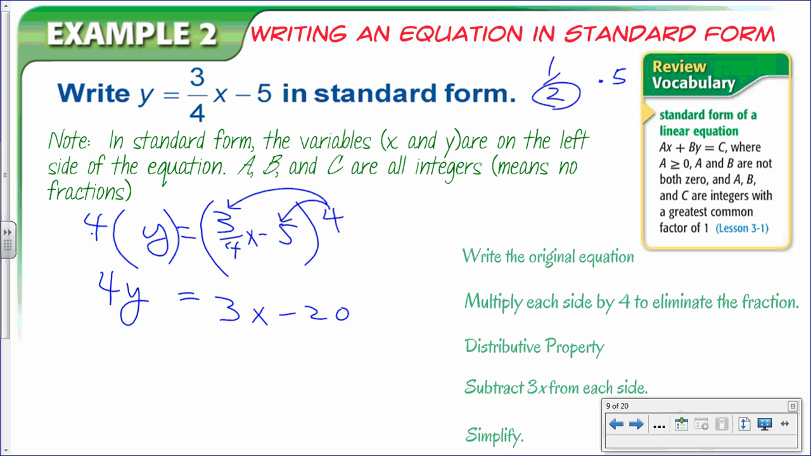Now am I done? What's next? I gotta move this over here, don't I? Which gives me negative 3x plus 4y equals what? Negative 20.